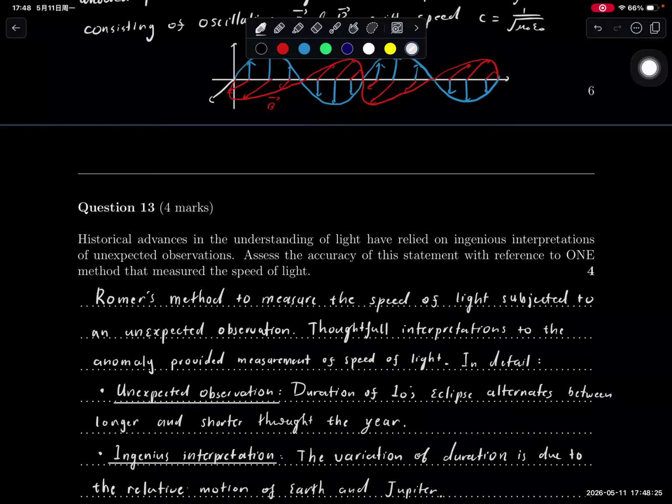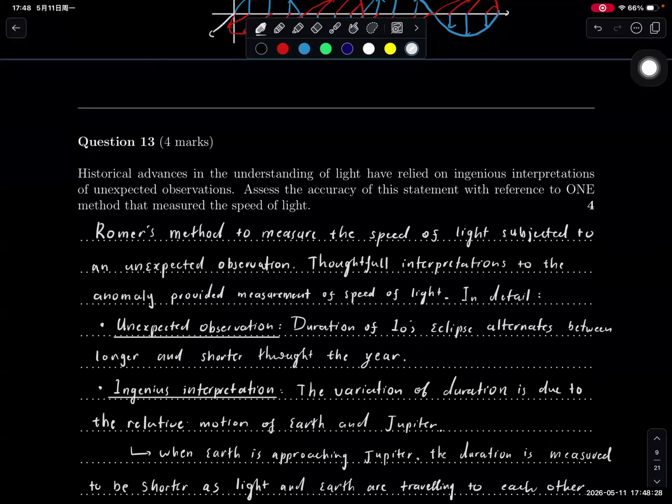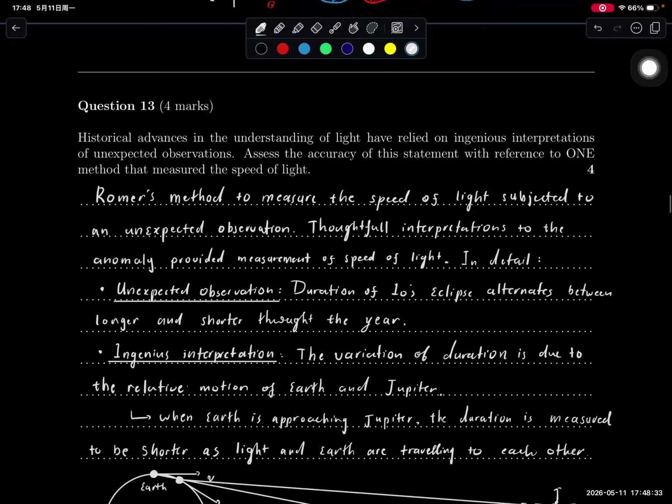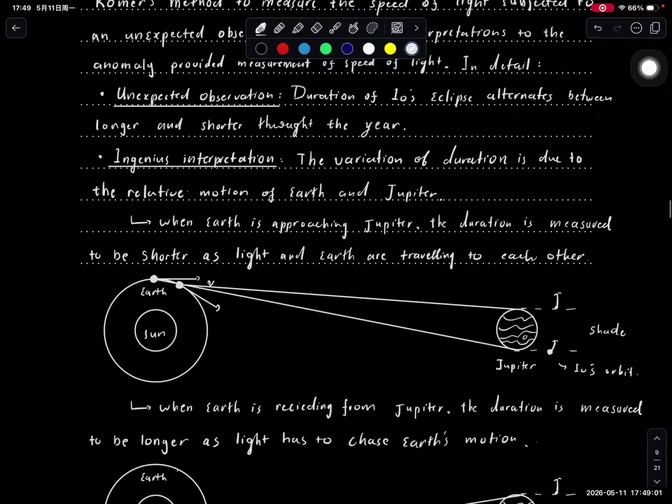So you're very limited in the possible choices for this question. So Romer's method to measure the speed of light is subject to an unexpected observation. So thoughtful interpretations of this anomaly provided measurement of the speed of light. So this is like a brief introduction to what I'm about to say. And then in detail, also dot points, right? So what was the unexpected observation? This observation was the duration of Io's eclipse. It alternates between long and short throughout the year, and that's weird. And then the interpretation made by Romer was kind of smart.